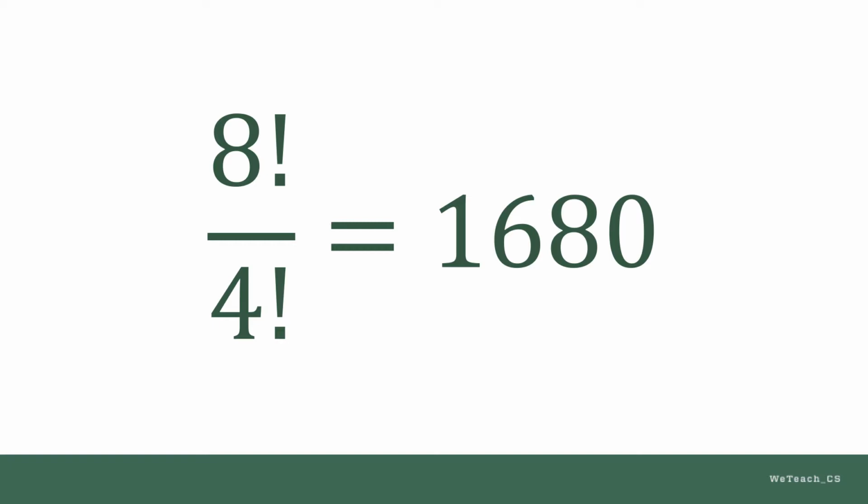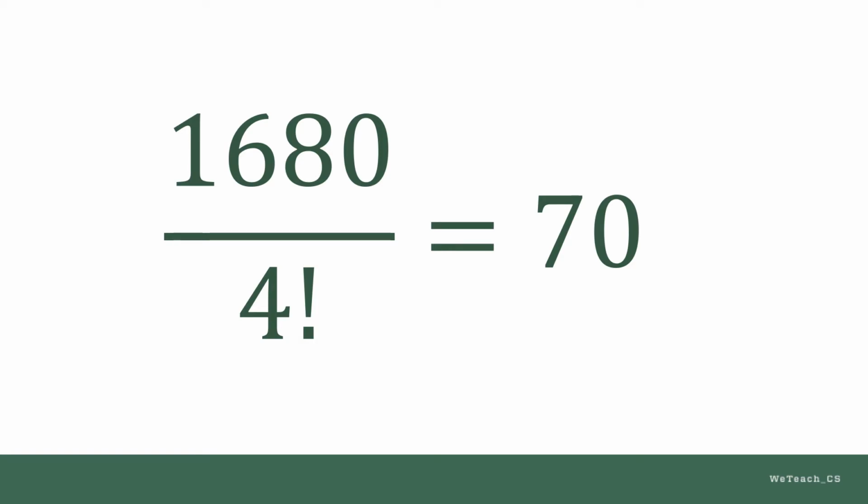1,680 permutations. And we divide this by 4 factorial for redundancy for each permutation, and we get 1,680 divided by 4 factorial equals 70 combinations.